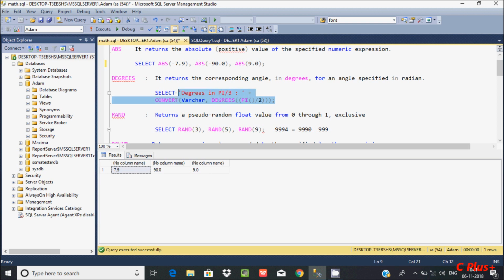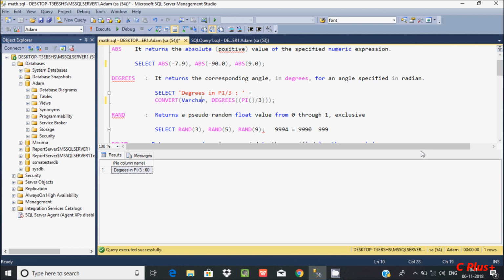If you divide by 2, here it's displaying 90 because the value is 180 by 2, so it's 90. If you give 180 by 3, this will display 60. So this is about degrees.